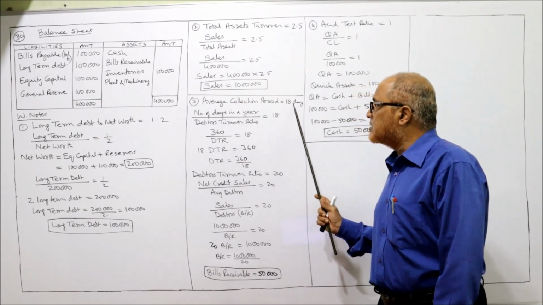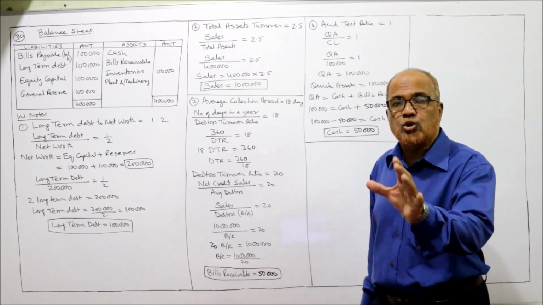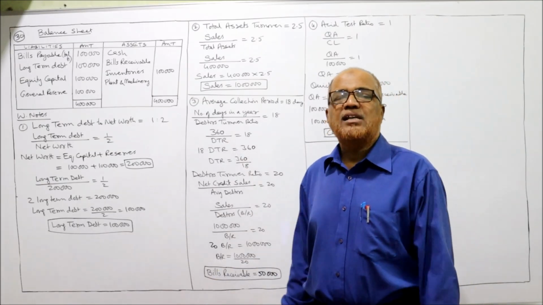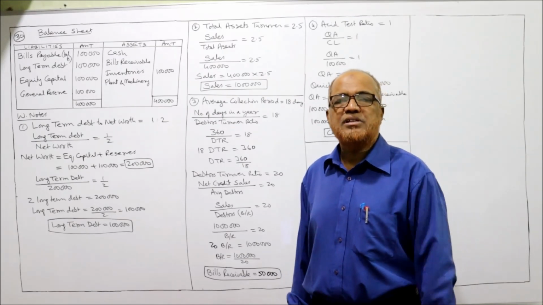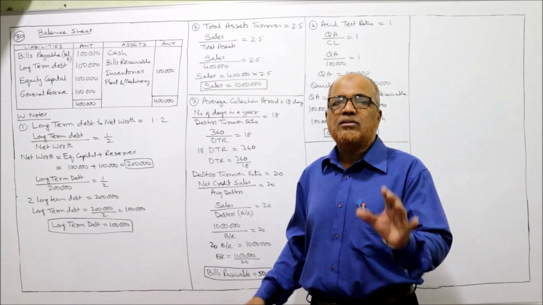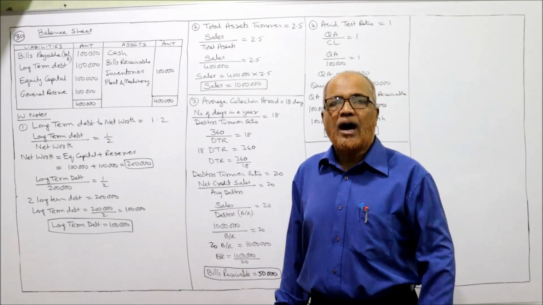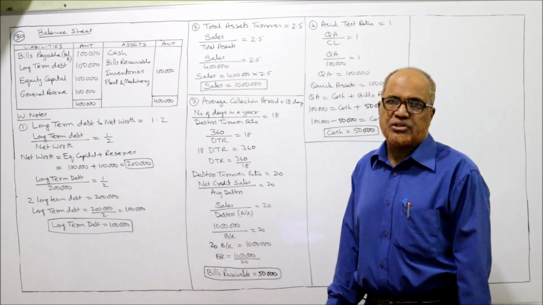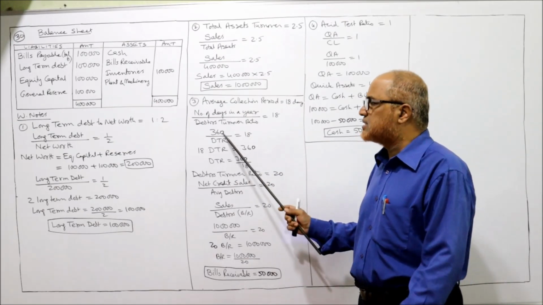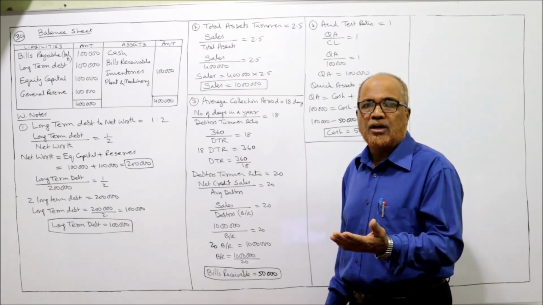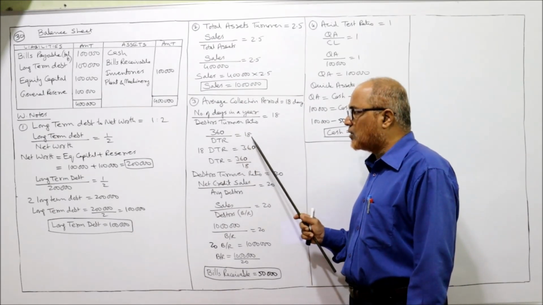And average collection period is given as 18, right? So number of days in a year are 360, we assume. Actually, number of days in a year are 365 in a non-leap year, and a leap year will have 366 days. But for making our calculation easier, I take a round figure of 360 days. It is assumed 360 days in a year divided by debtors turnover ratio is equal to 18.